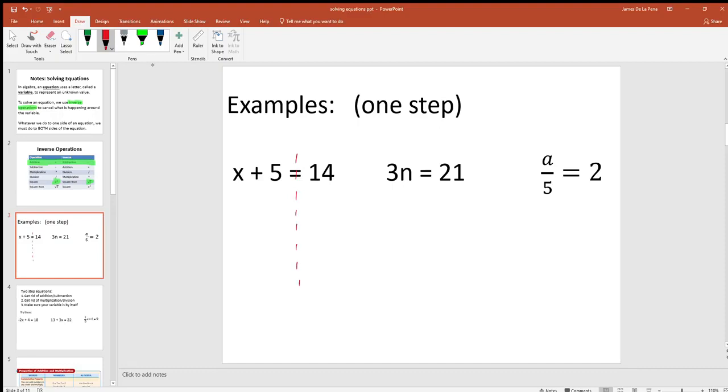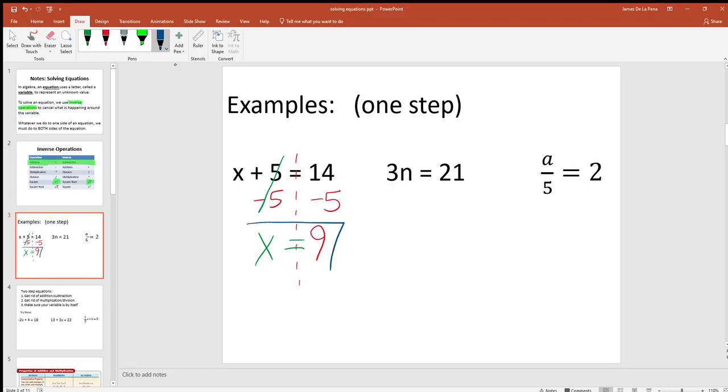We have x plus 5, so the plus 5 gets canceled out by doing minus 5. Whatever we do to one side of the equation, we have to do to the other side. So on the right side we now have 14 minus 5, which gives us 9. On the left side of the equation, we're simply left with x, because the plus 5 and the minus 5 canceled each other out. So we've got a final answer of x equals 9 as our solution.